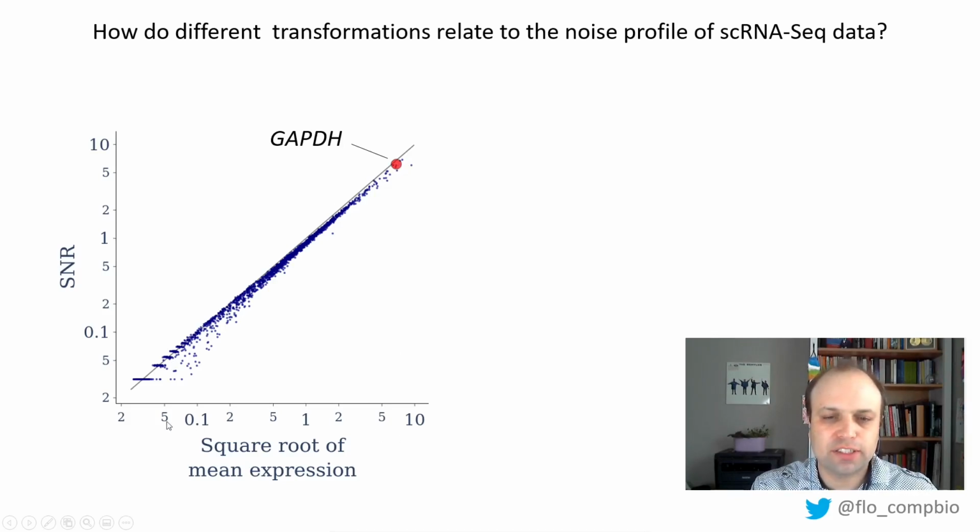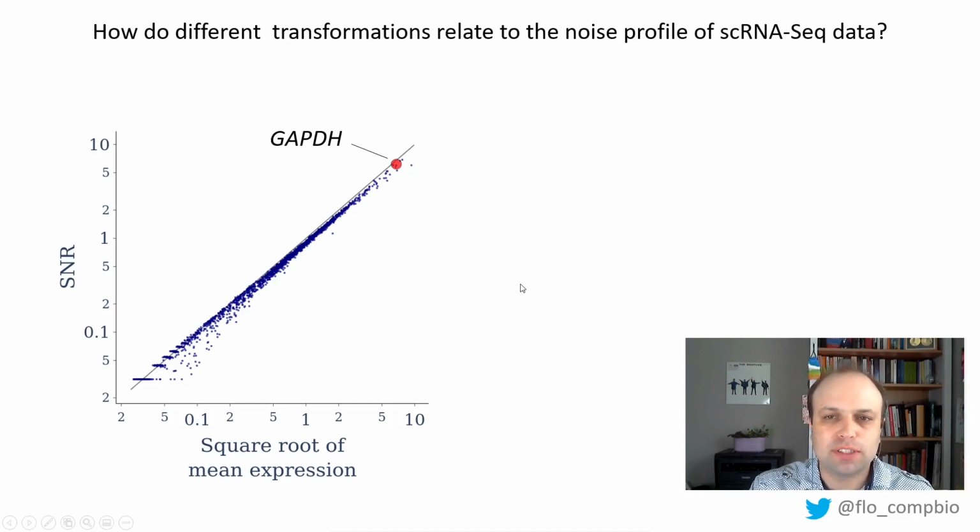On the x-axis here is the square root of the mean expression that we observe. GAPDH is one of the most highly expressed genes in this data set. Most of the genes have a much lower expression. This is on the log scale here. And you see that there's a very clear linear relationship between the square root of the mean expression and the signal-to-noise ratio on a log-log scale. It covers two orders of magnitude, and it's a very clean signal here.